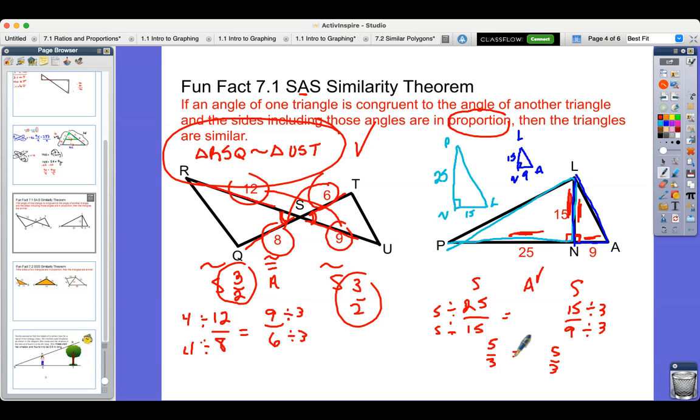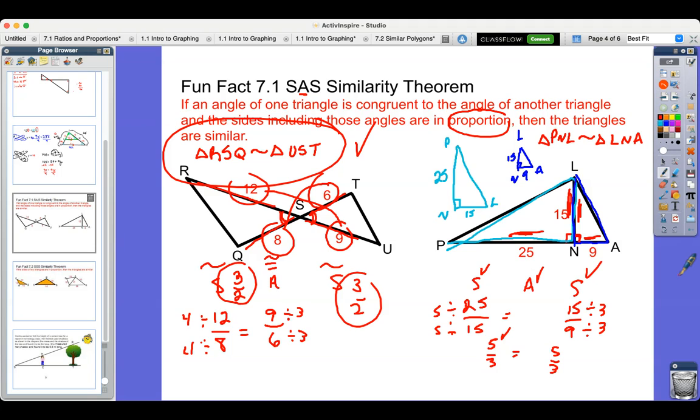Look at that. They are proportional to each other, so we've got our side, our angle, and our side right there. So we can go ahead and assume triangle P, N, L, and we have to make sure we match up the angles, is similar to triangle L, N, A.